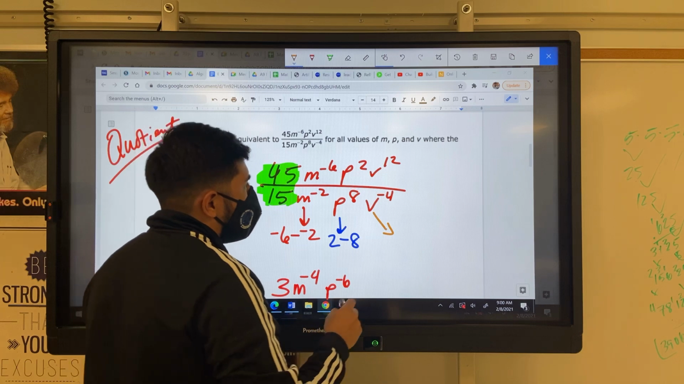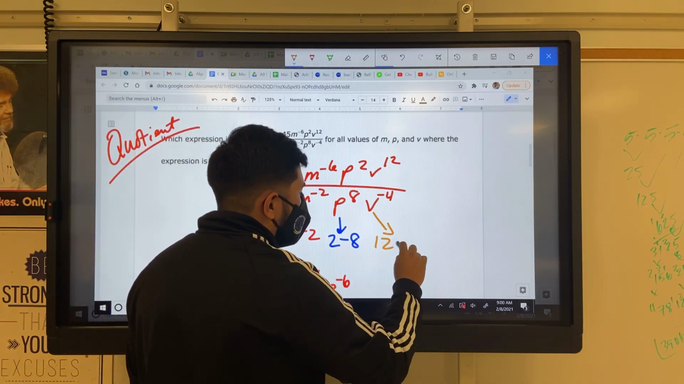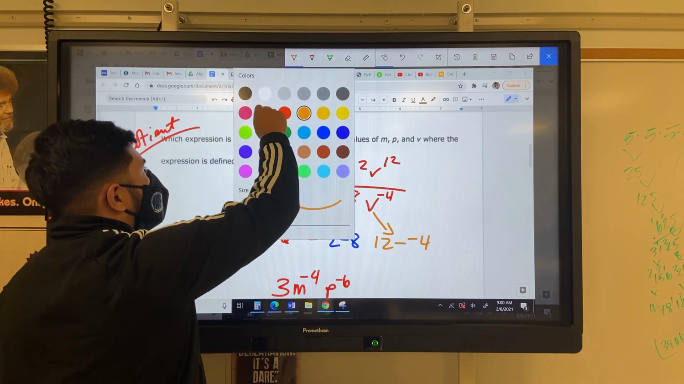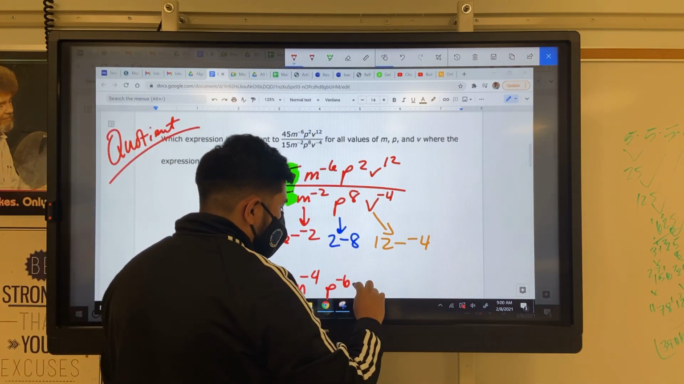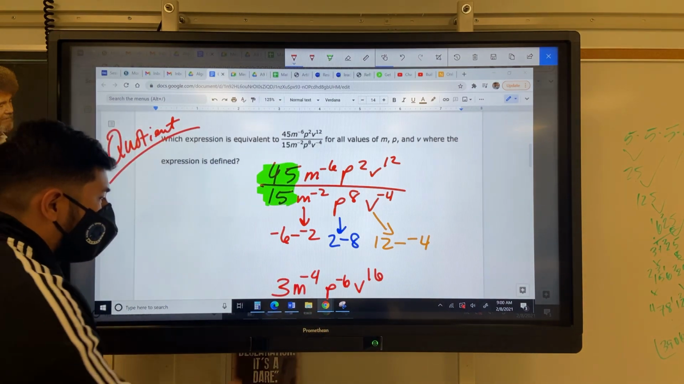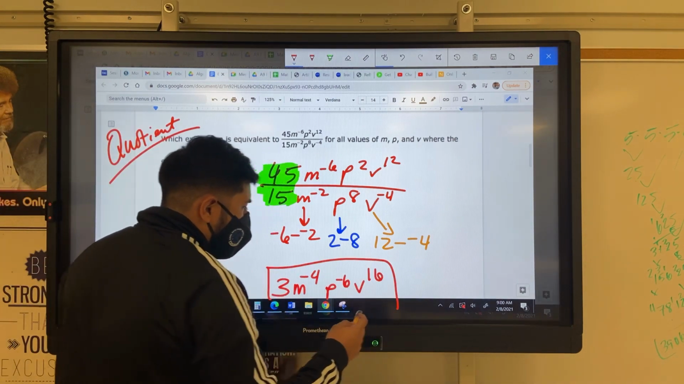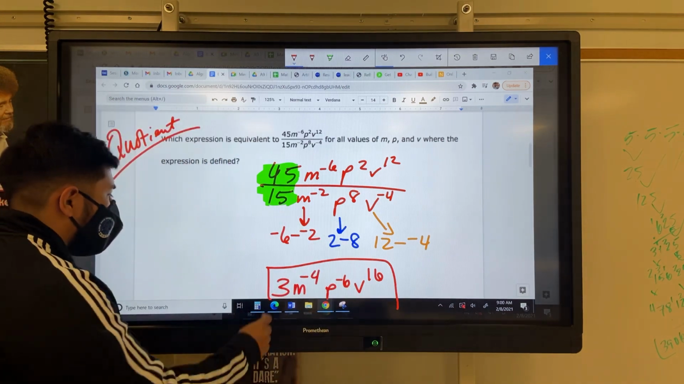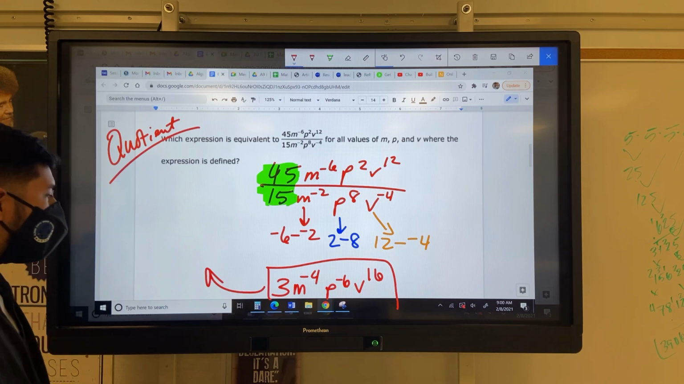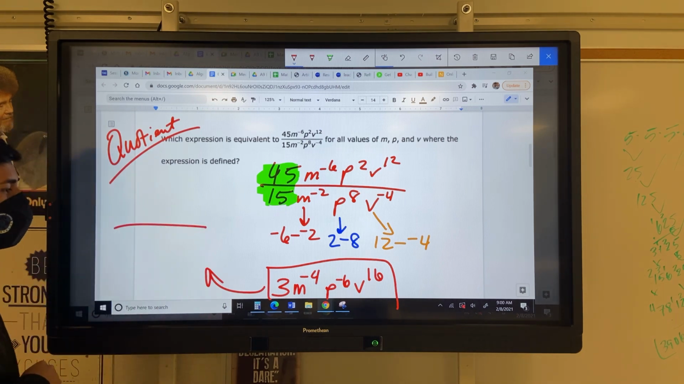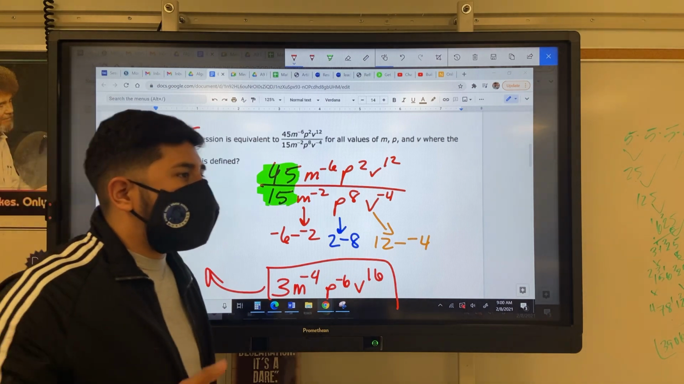V, top to bottom, 12 minus negative 4. Calculate it real quick. V to 16. Great. Yes, this would be my answer. But we cannot have negative exponents. This is my answer. Remember, positive numbers go on top.